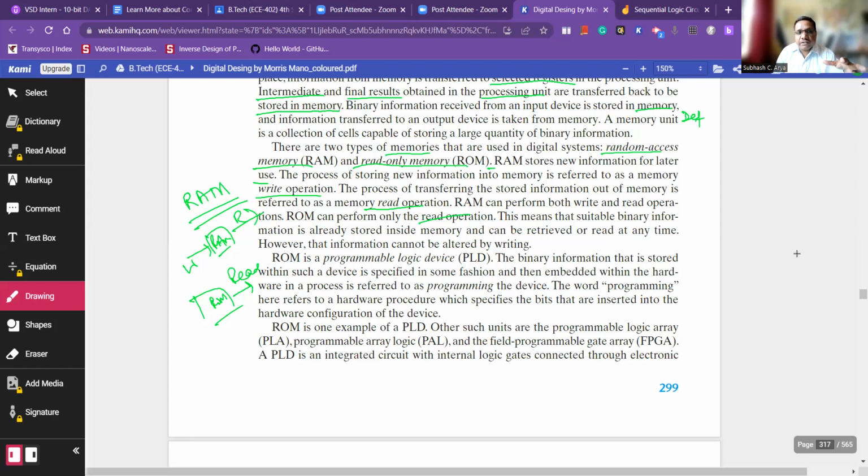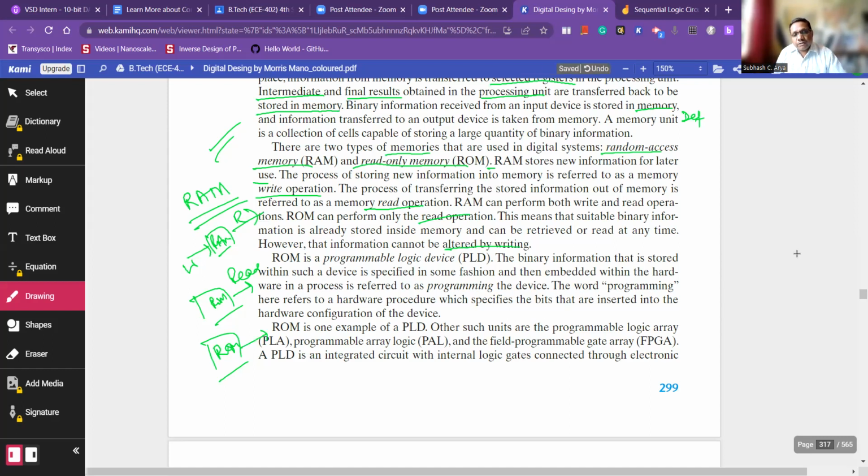But in this particular case, you can see I'm writing also, with the help of some software. So that is reading and writing. However, certain things you may not be allowed to write here, not allowed to give some information in this text. This means that suitable binary information is already stored inside memory and can be retrieved or read at any time. However, that information cannot be altered by writing. So in ROM we cannot change the existing information. In ROM, only we can read.